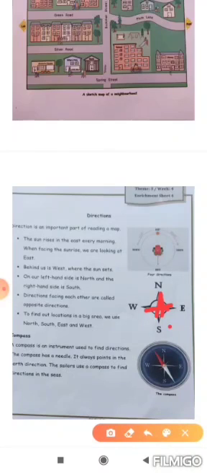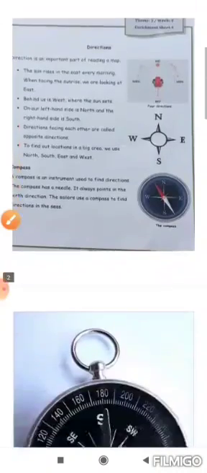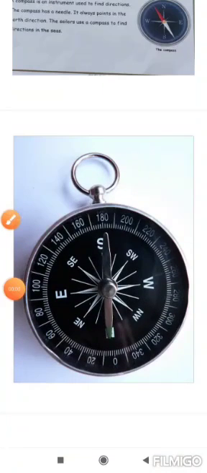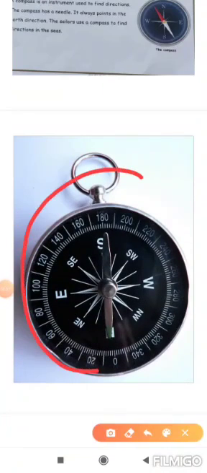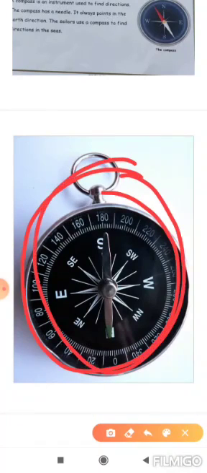Is it clear, students? Next is we have a compass. Compass is an instrument used to find directions. The compass has a needle. It's a device. You can look in this picture, students, you can see this is a device which we call compass. Compass is an instrument used to find the direction. In order to find the direction, we use this type of instrument which we call compass.